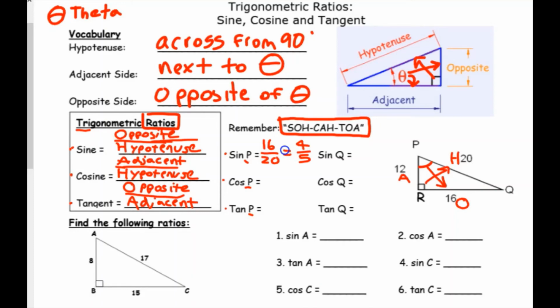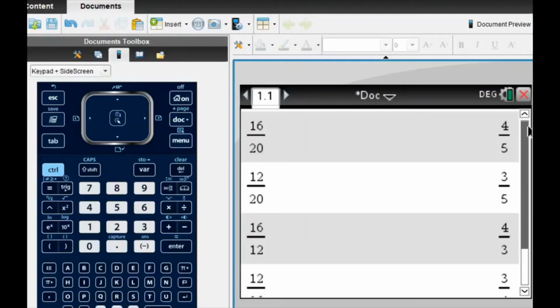And you know how I know that? Because it's SOHCAHTOA, S-O-H, O over H. Okay? Now, cosine of P, that's the CAH, A over H. So what's A? 12. H is 20. So A over H, 12 over 20. Reduce that, and we do get 3 over 5.